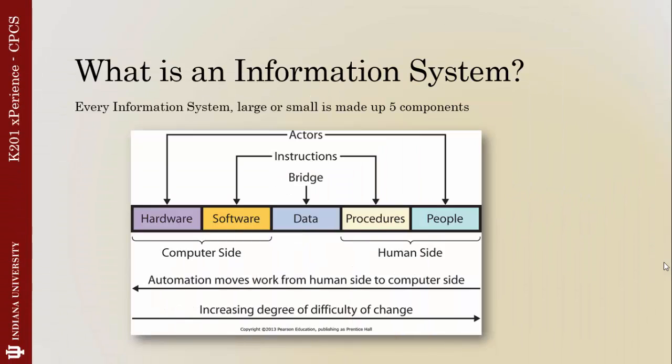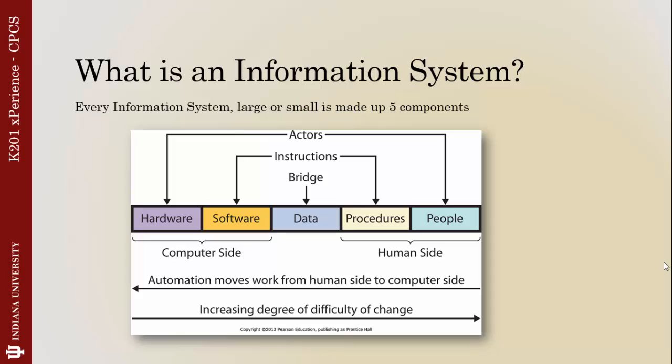Now, what is an information system? Chapter 1 defines this in a very easy to understand 5-component model. Every information system, no matter what the size or what the complexity, is made up of these 5 components: hardware, software, data, procedures, and people.